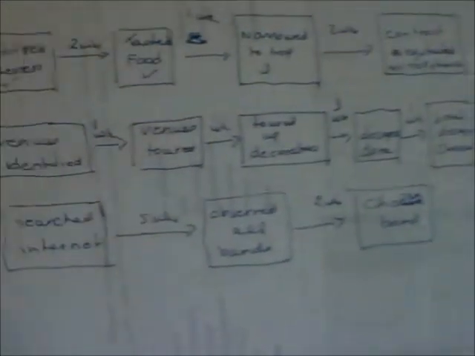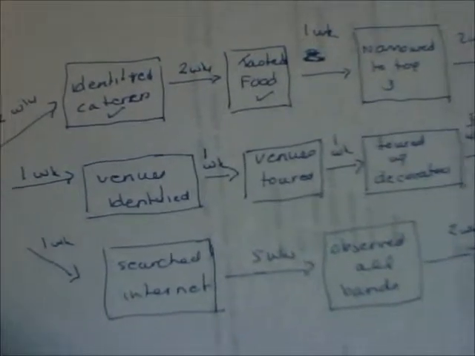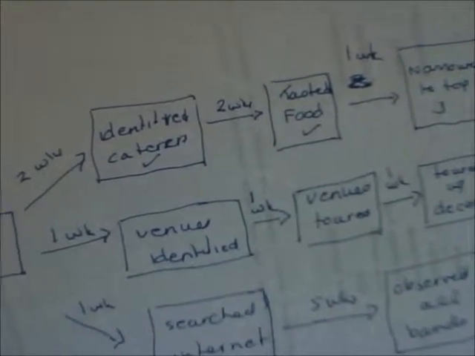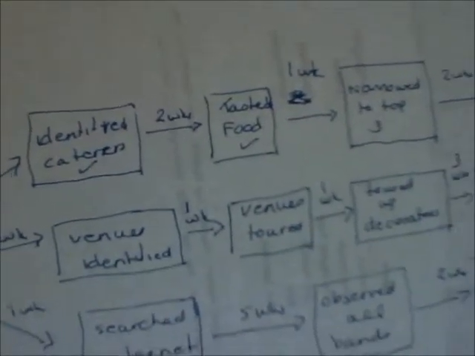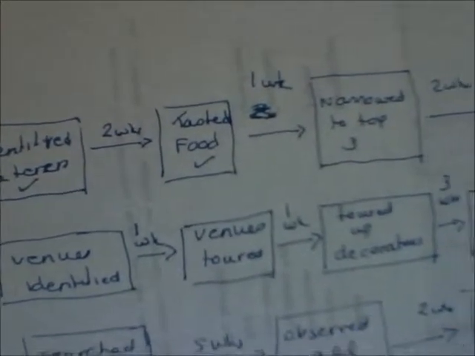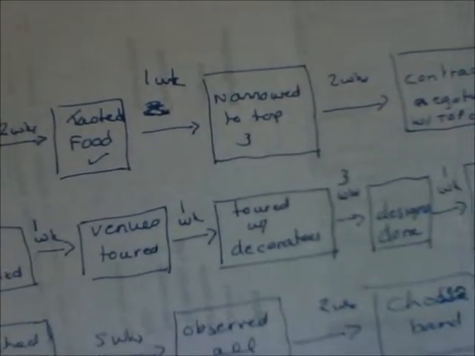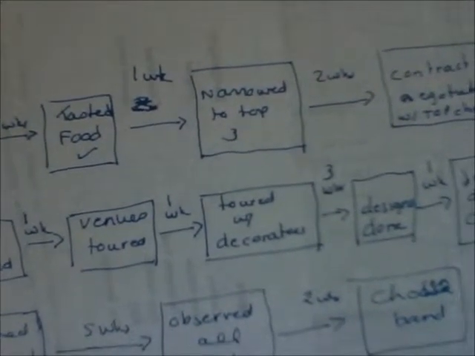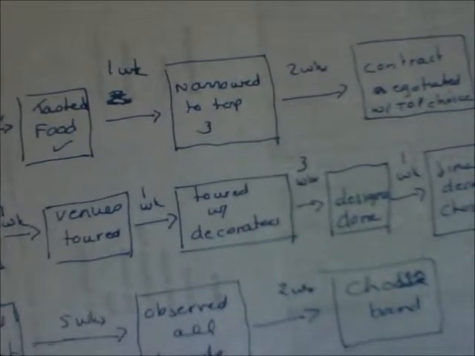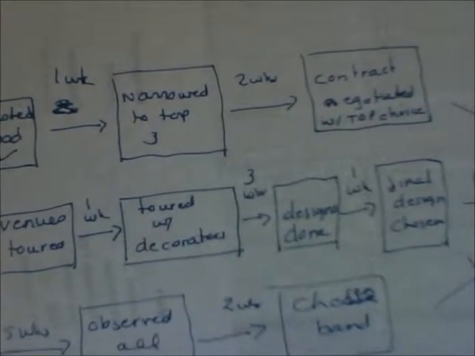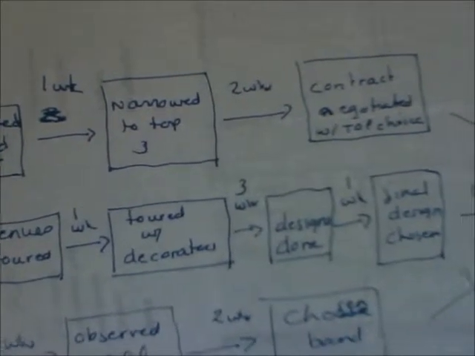So the very first path we need to go on is the one for the caterers, and that's going to take us 2 weeks just to identify the caterers that we want to consider. And then 2 more weeks for us to have tasted the food. See how we're putting the path with the arrow? That's the amount of time it takes to get to that milestone being completed. So our next milestone is narrowing it down to top 3. That took us 1 week.